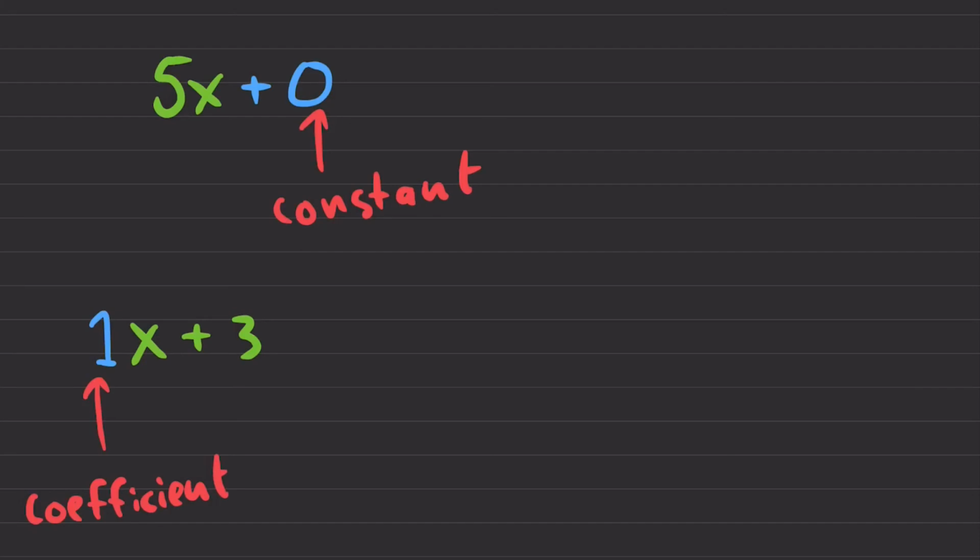So you always have a constant, you always have a coefficient. Sometimes it's just not exactly clear which is which.